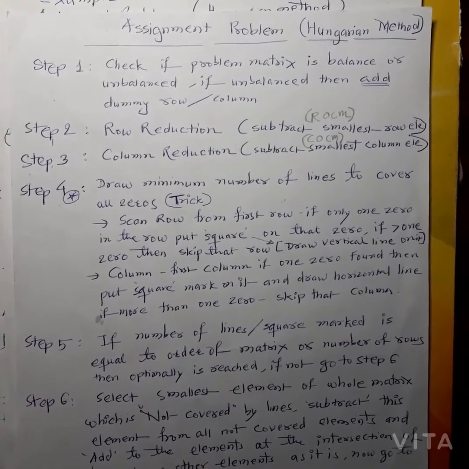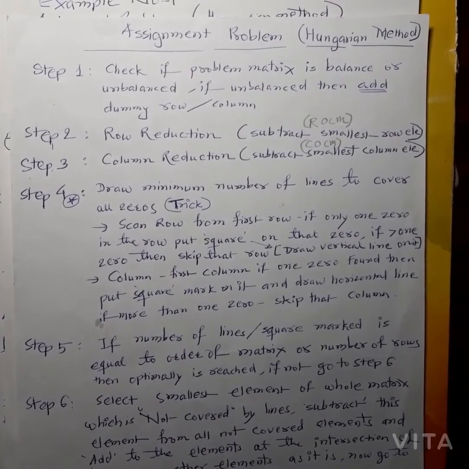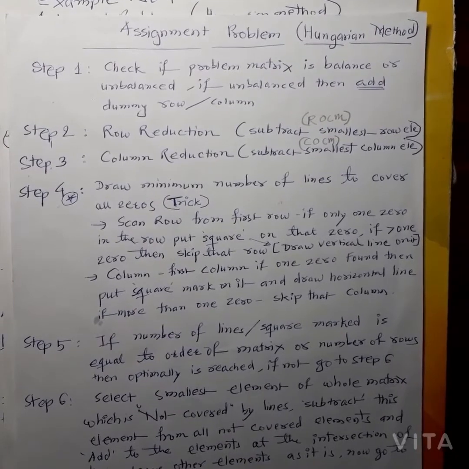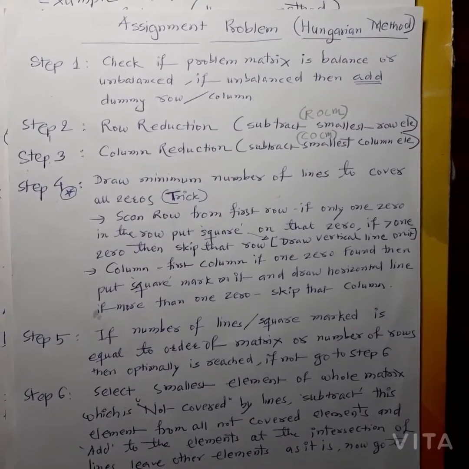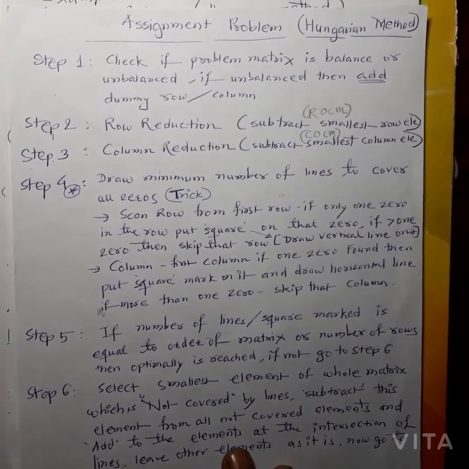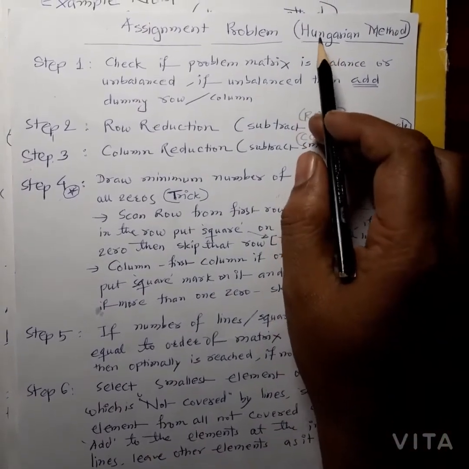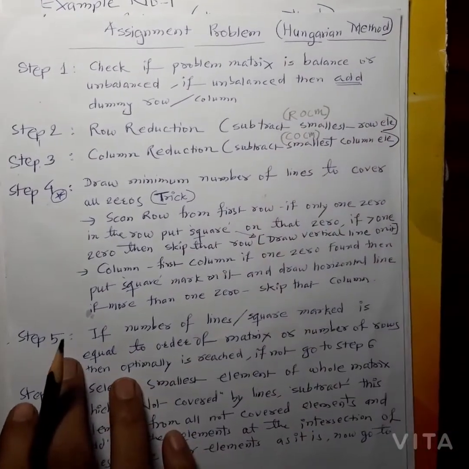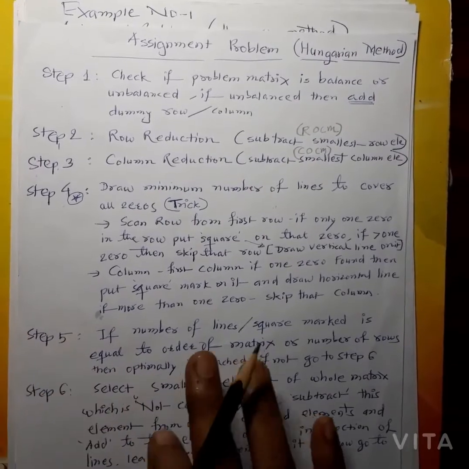Hello, now we will see how to solve the assignment problem. In operation research, transportation problem and assignment problem are very important for maximization of gain or for minimization of cost. Now in this case of assignment problem, we will be using Hungarian method, also known as Flood's method. The algorithm for this Hungarian method is like this.